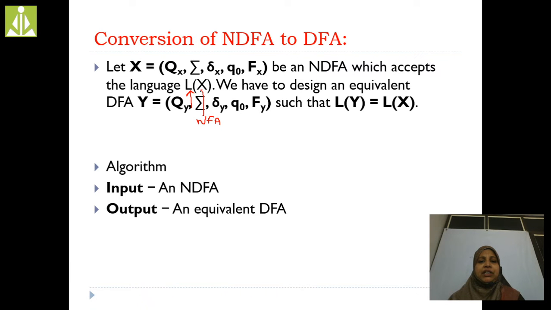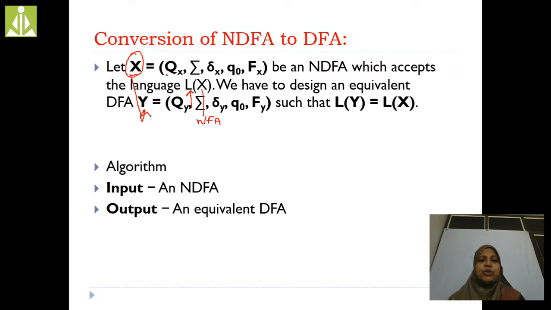Whenever any language is accepted by an NDFA, and we define a DFA, that DFA must also accept that particular language. Here this NDFA is represented by X. Now we have to convert this X to Y, right?